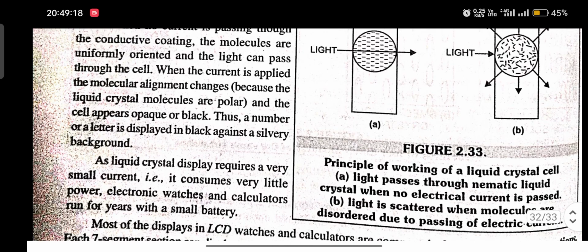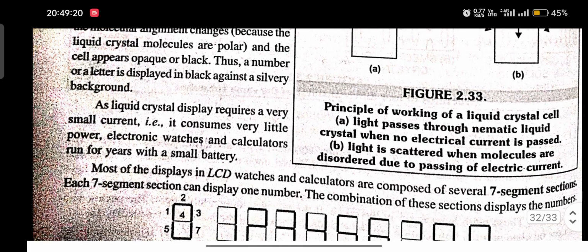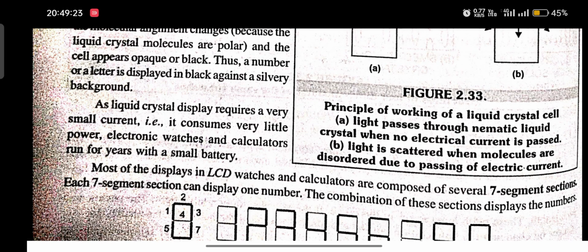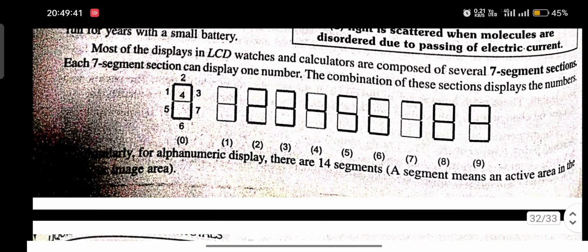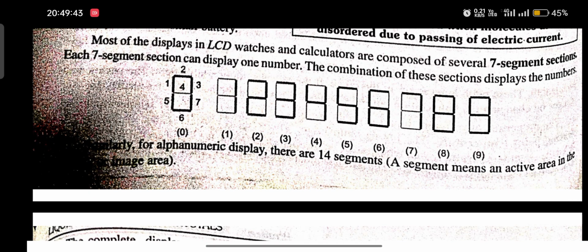As a liquid crystal display requires a very small current, it consumes very little power. Electronic watches and calculators run for years with a small battery. Most of the displays in LCD watches and calculators are composed of several seven segment sections. Each seven-segment section can display one number. The combination of these sections displays the number. Similarly, for alphanumerical display, there are 14 segments.